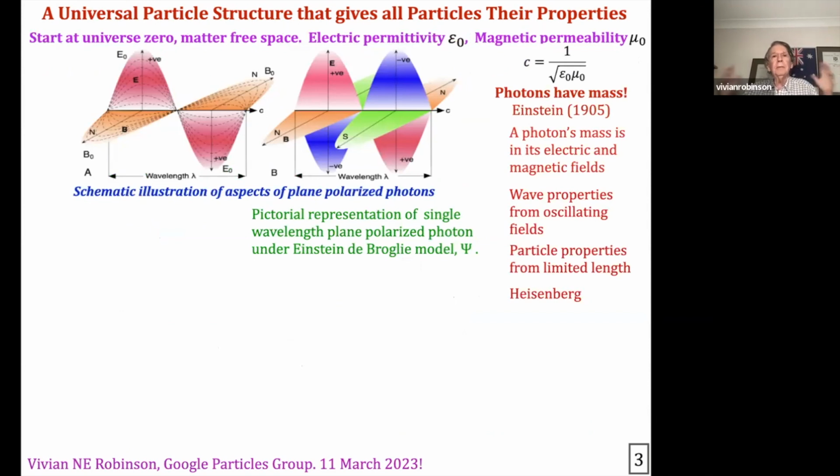universe zero, and we've got matter-free space. And it has electric permittivity and magnetic permeability. And I think we all know that that means if you've got a disturbance, an electric field disturbance in one direction, you have a magnetic field disturbance perpendicular to it. And this is highly schematic, of course.